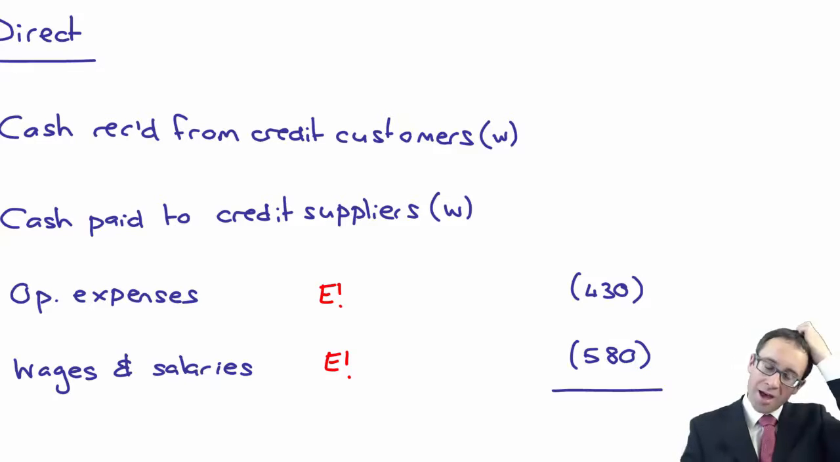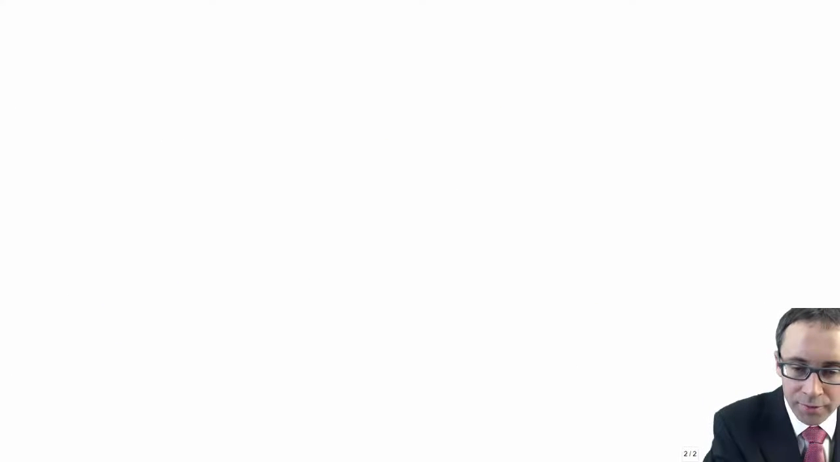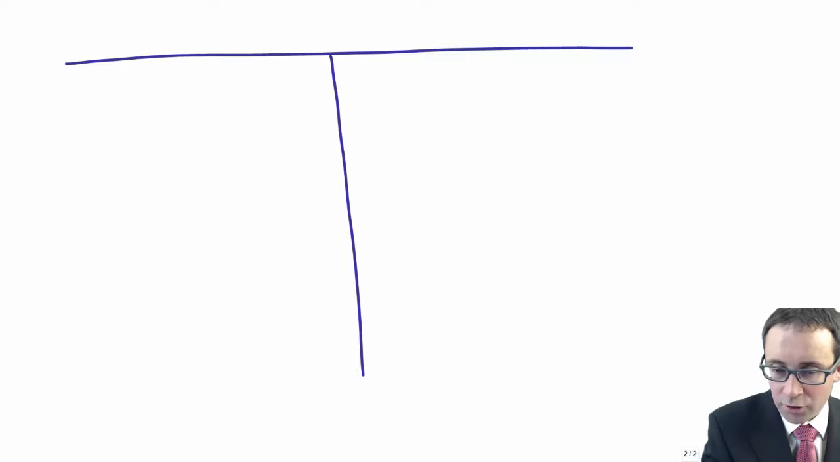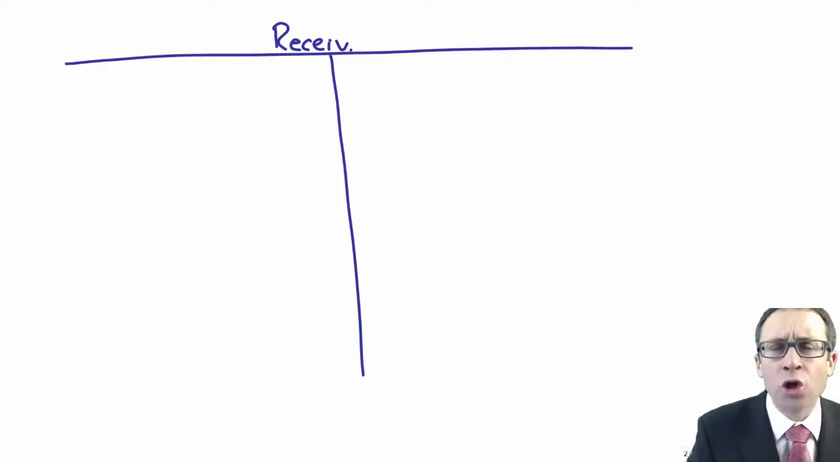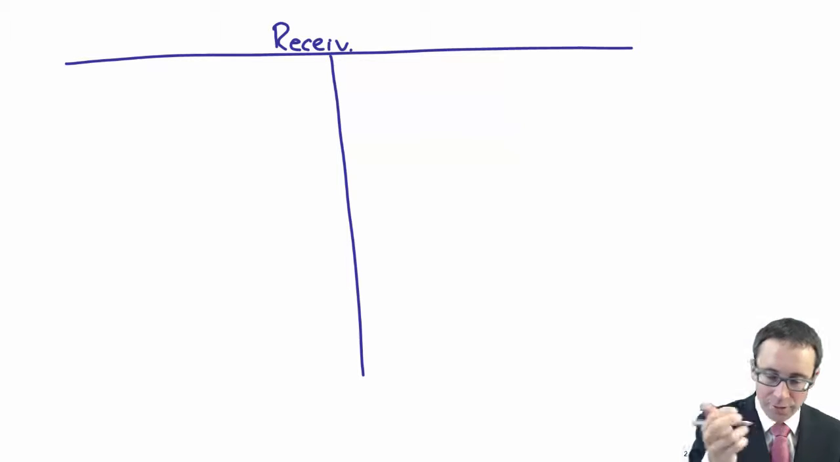Okay. Then the challenge, isn't there? Your cash received from your credit customers. So what we're going to do is draw up a T account. It's like, oh no, Chris, don't do T accounts. We don't like them. You should love them. We're going to draw up a receivables T account. I know you're training to be a management accountant, but T accounts are still vitally important.